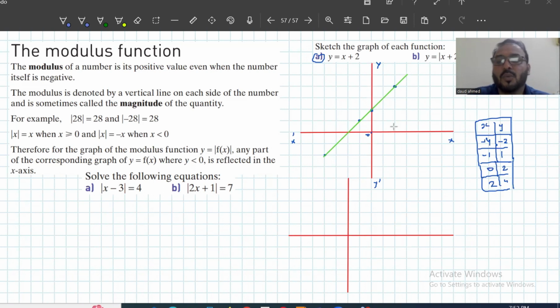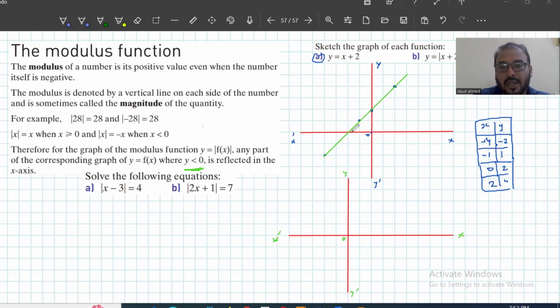Now the point is, when you change this function into modulus, what will happen? As I said before, when we have y is equal to f of x, only the y value, if it is negative, less than 0, will reflect along the x-axis. So this is the x-axis, the x dash axis, and the y-axis. The rest will remain the same.